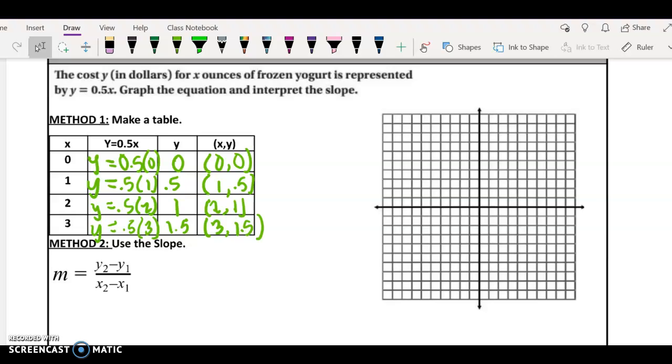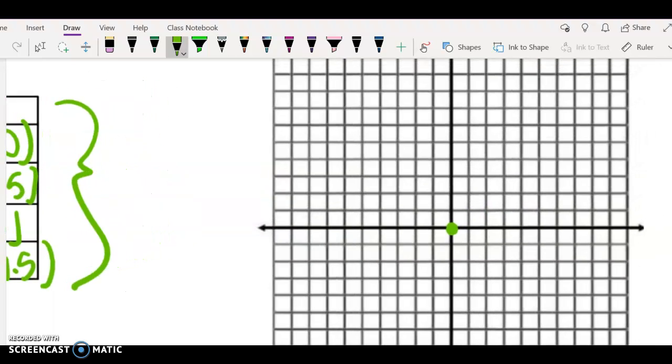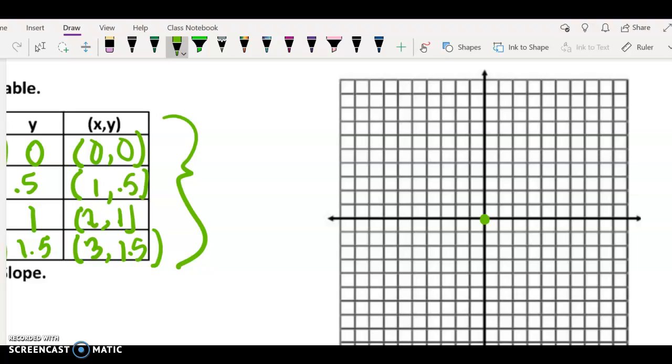All right, so method 1 would be to use the slope equation. First, let's graph it so we can actually find the slope of this. So we have 0, 0. Then we go over 1 up 0.5, so about halfway. And then over 2 up to 1. And then over 3 up to 1.5. And so this is a straight line, just hard to tell, but it goes through 0, 0.